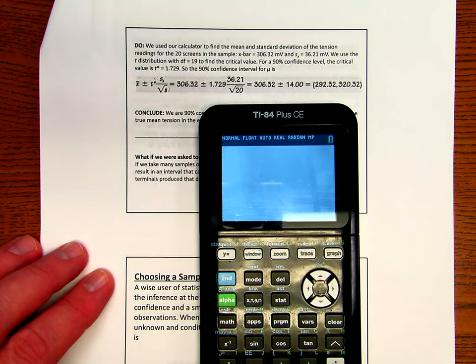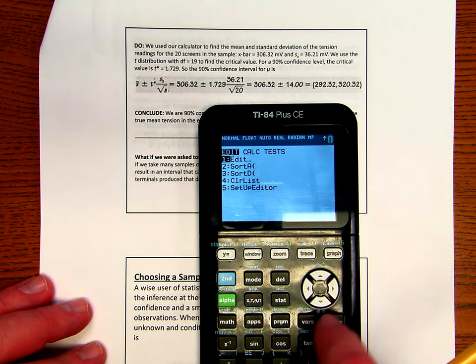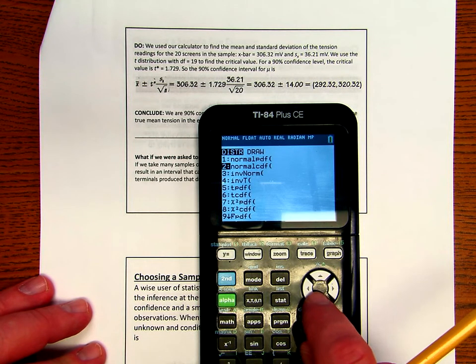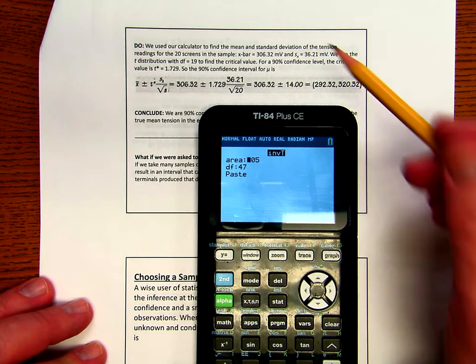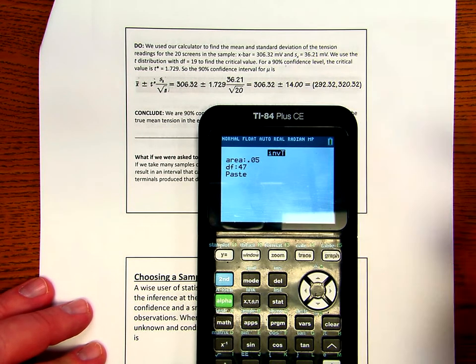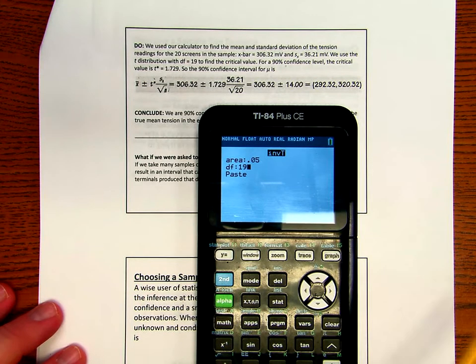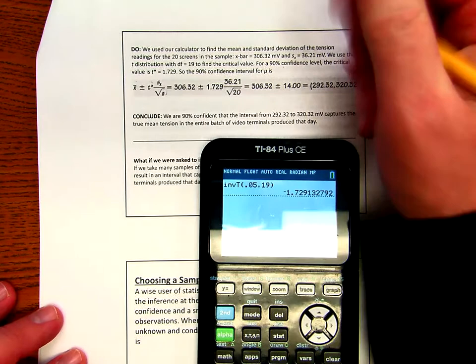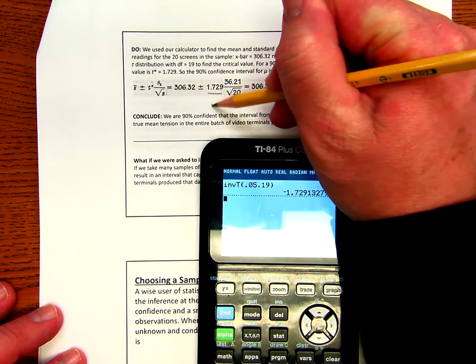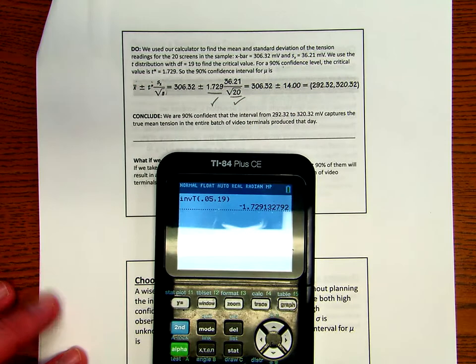So to get that t-star, I'm going to go stat, not stat, I apologize. Second var to get a distribution. Inverse t, we are doing a 90% confidence interval. That means it's 5% in each tail. That's already set up. 19 degrees of freedom. And our t-star is going to be 1.729. So that's that right there. There is the sample size plugged in.